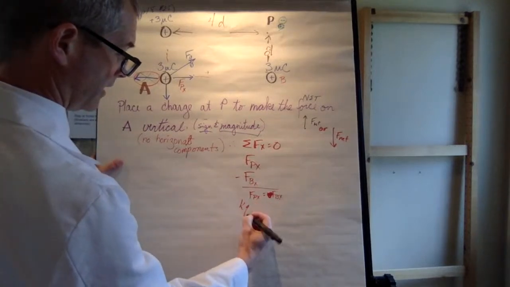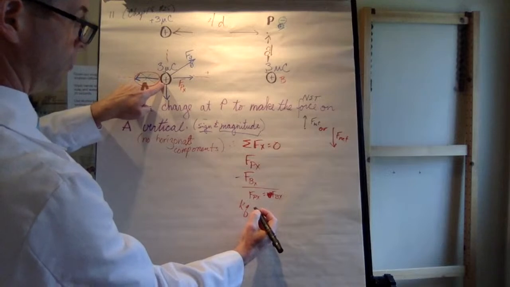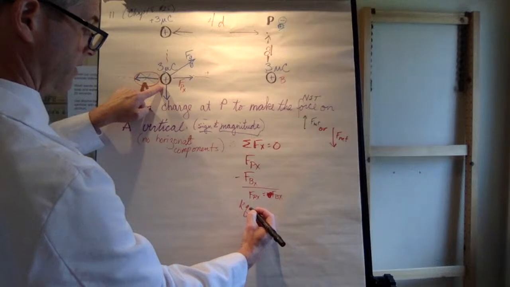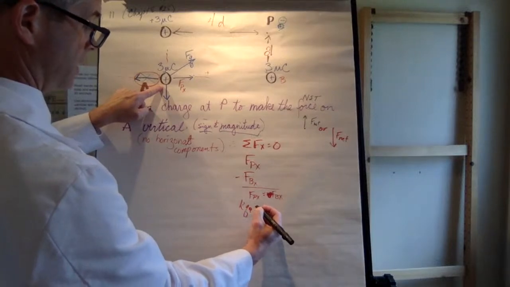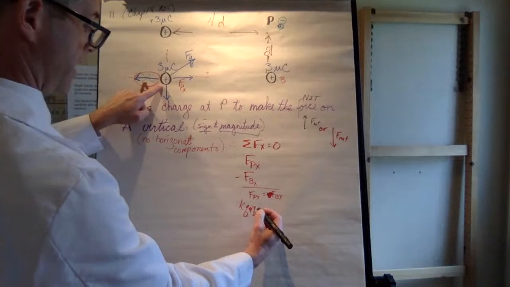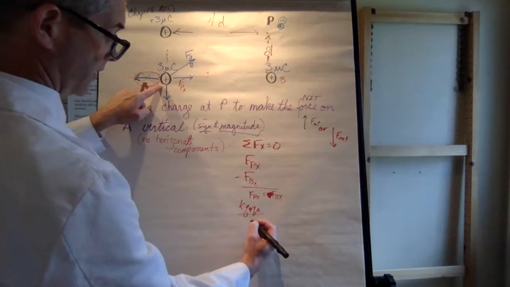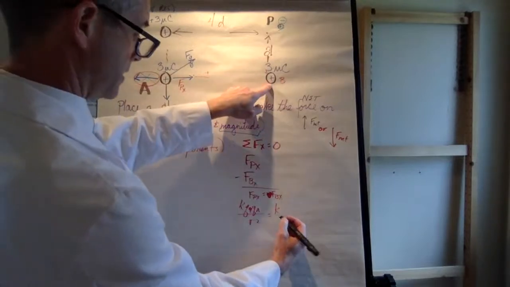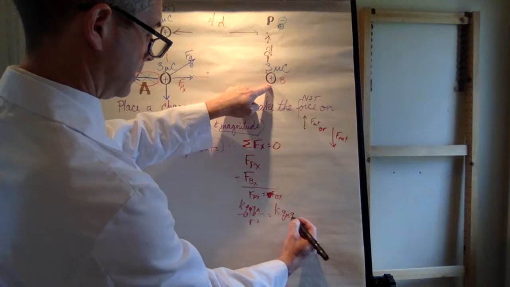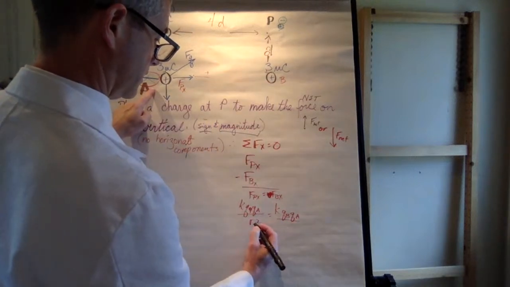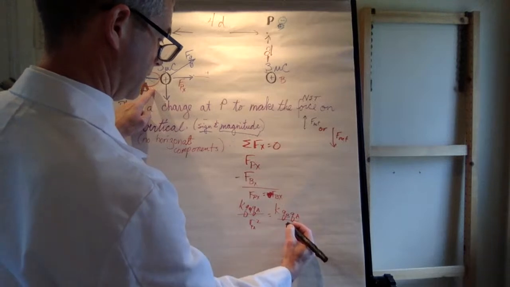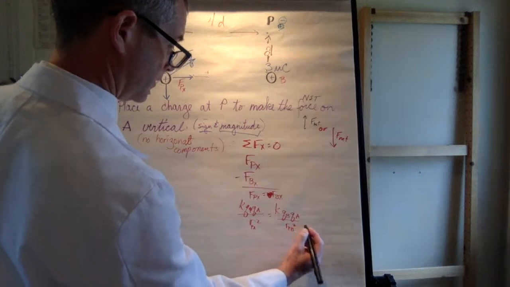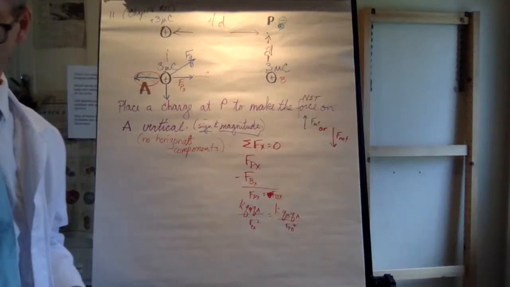So, okay, K Q_P Q_A, all over the distance between them squared, PA squared, has got to equal K Q_B Q_A, all over the distance between P and B squared. All right.